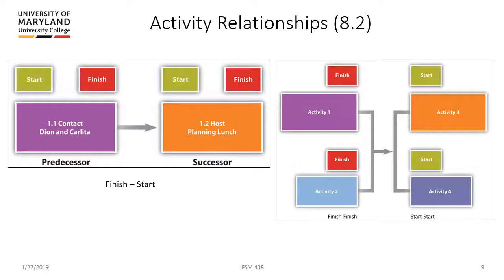Pretty straightforward. Now here's two other ones on the right-hand side. And the first one is finish to finish. In this case, you see that activity 1 and activity 2 each started at different times, but they finish at the same time. So activity 1 and activity 2 occur independently, they start independently, but they must finish at the same time. And on the right, you see a start-to-start relationship, where activity 3 and activity 4 must start at the same time, but they have different durations and they'll end independently. Okay, so these are the three different relationships that you'll see. Most common is predecessor to successor, which is finish to start.